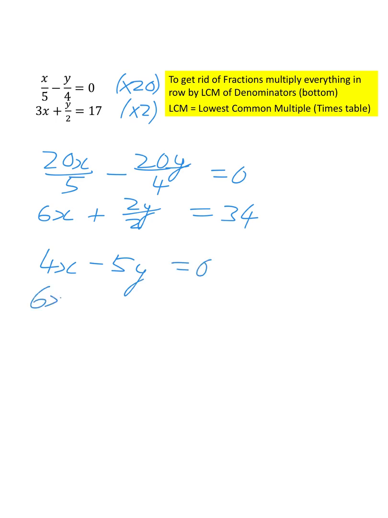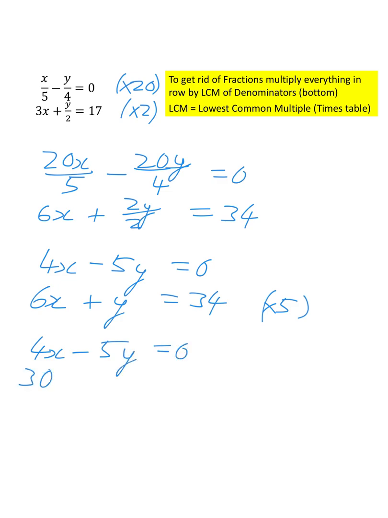So I have 6x now. 2y divided by 2, that'll just be y equals 34. Okay, so now in order to cancel, I'm going to multiply the bottom row by 5. The top stays as it is. So we'll have 30x plus 5y equals 170.